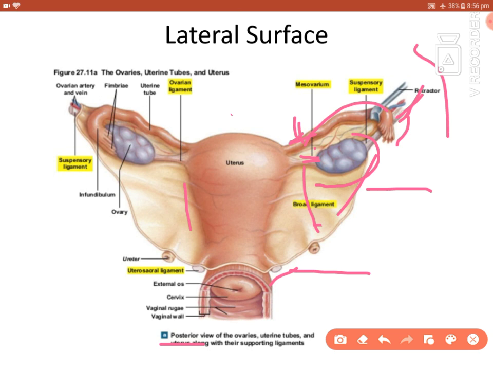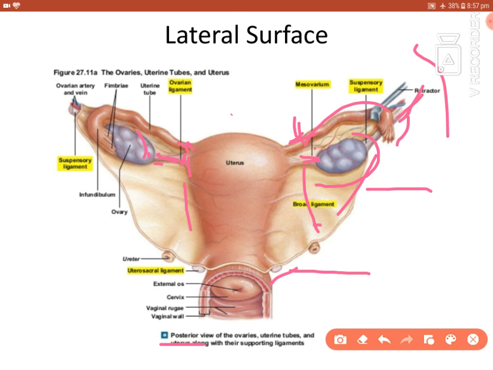Then coming to the subtypes of the broad ligament, here you can see the uterus. There you can see the fallopian tube. This is the ovary. The lower end of the ovary is attached to the lateral surface of the uterus by means of a ligament that is called the ovarian ligament.